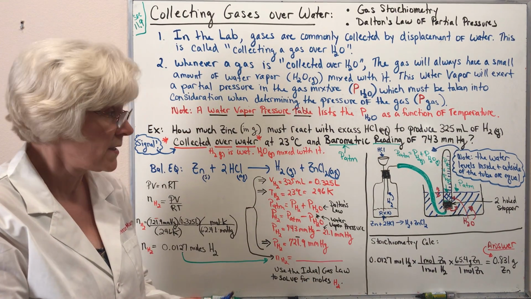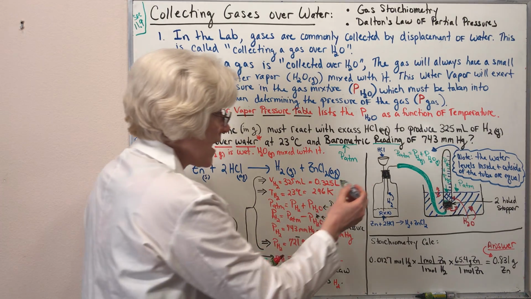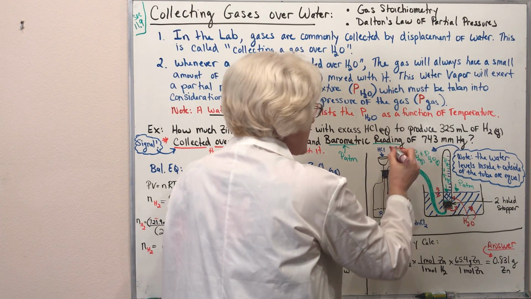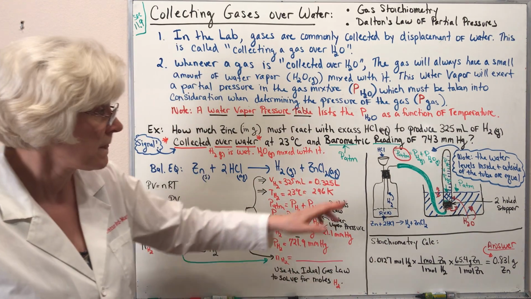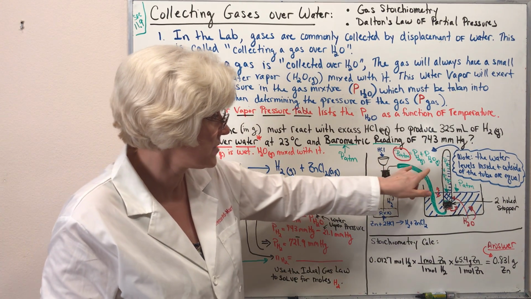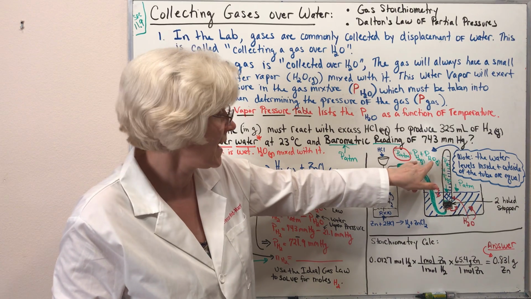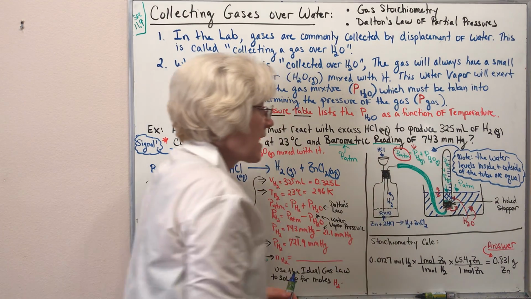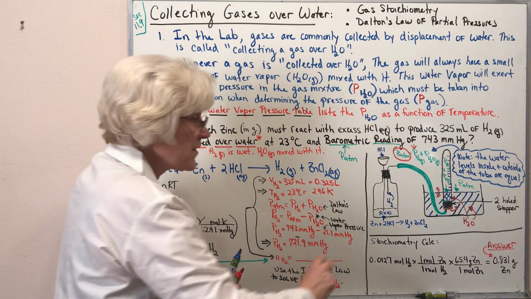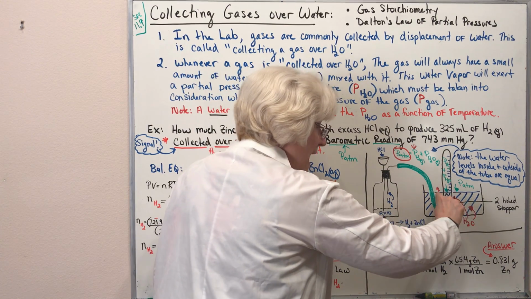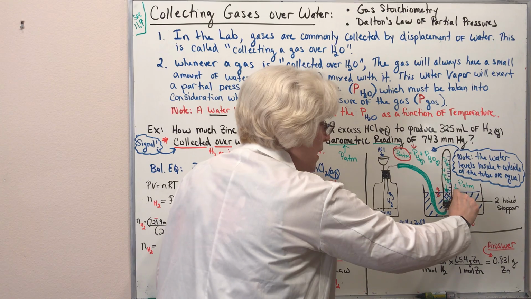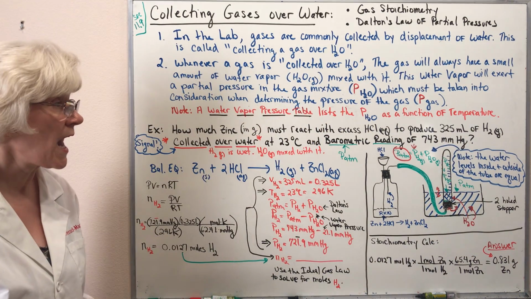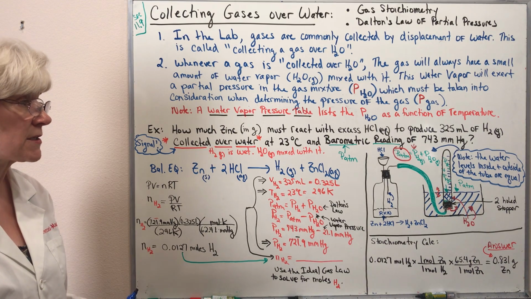And that's an important fact because you have a barometer that enables you to read the pressure of the atmosphere. So you can use that barometric reading to enable you to calculate the pressure of the hydrogen inside. While these water levels are being held equal, you make the volume reading of 325 milliliters.